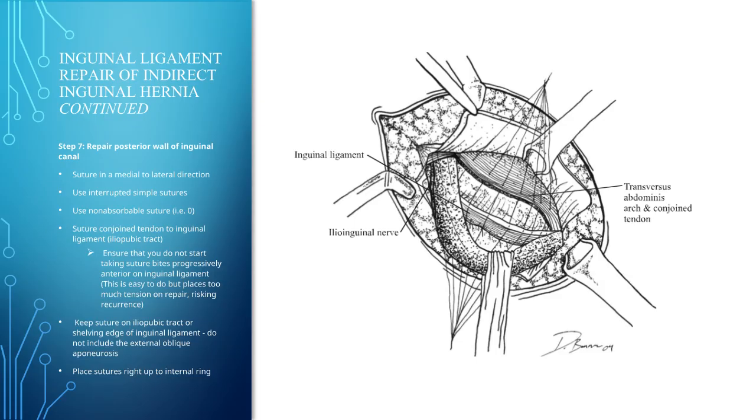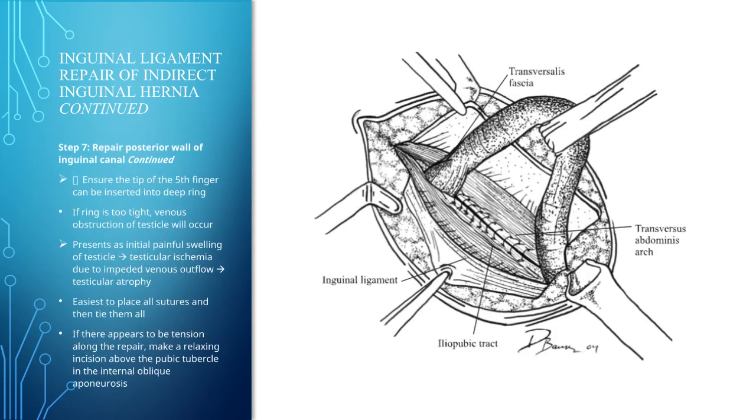It is easy to accidentally start taking suture bites progressively more widely and more anterior on the inguinal ligament as you move laterally. This is a mistake. It creates a shallow, tense repair that is prone to recurrence. Every bite on the inferior side should be on the strong, deep shelving edge.